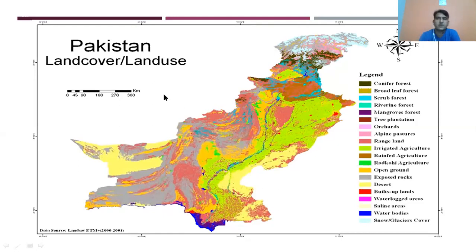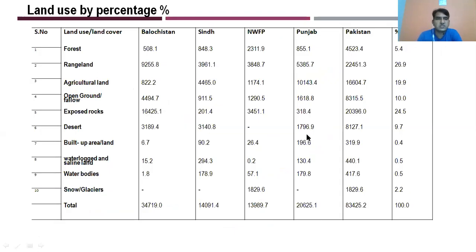But I'll also give you statistics of how much land area is covered by these. This is very interesting: in terms of forests, we have only 5.4% forest area in Pakistan. If you follow the standards of UNO, it says that every country needs to have at least 20 to 25% land area for forest.